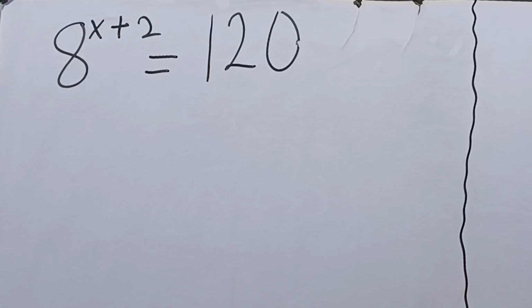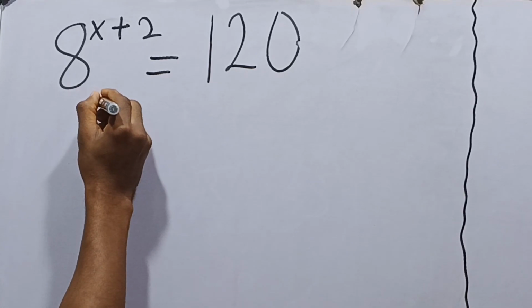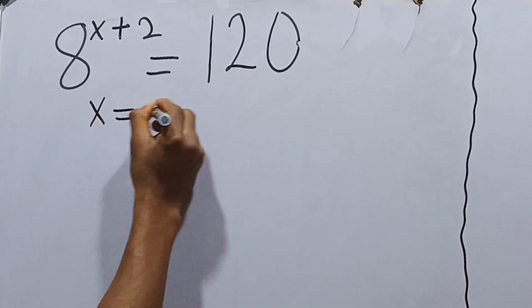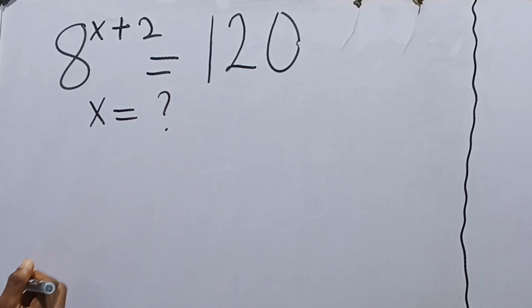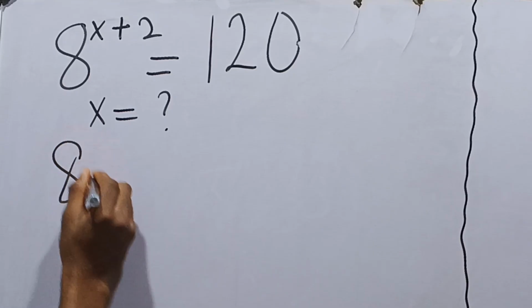Let's solve this together. It says 8 raised to the power x plus 2 is equal to 120. We're required to solve for the value of x in this question. Okay. Now, the first thing we can notice here is that 8 can be expressed in multiples of 2.